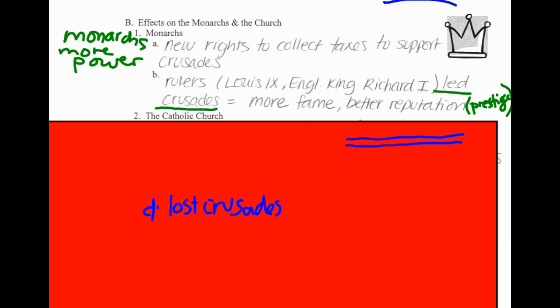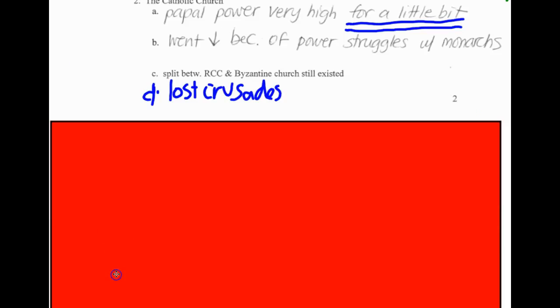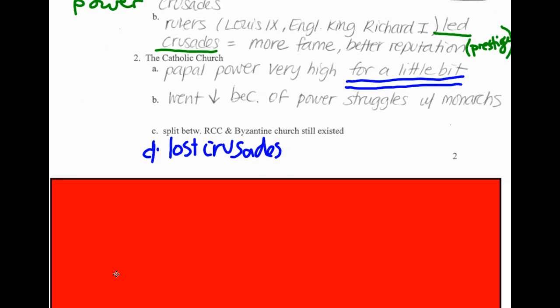The monarchs probably liked it because they got more power. So the Catholic Church: papal power was high for a bit, but went down because of the issues with monarchs. Also, the churches were not brought together, and they lost the Crusades. So the Catholic Church's power did not go up, and it went down a little bit. Nothing too crazy. A lot of people are still Catholic and everything, but the Crusades didn't give the Catholic Church control of the Holy Land, so they ultimately didn't achieve their goal of the Crusades.